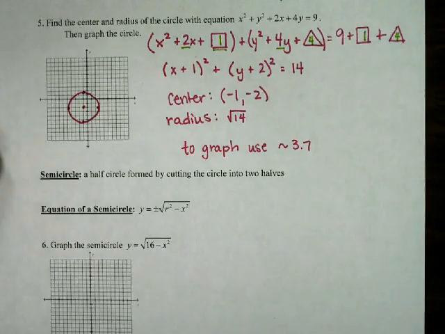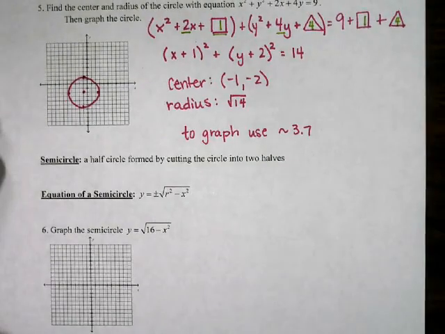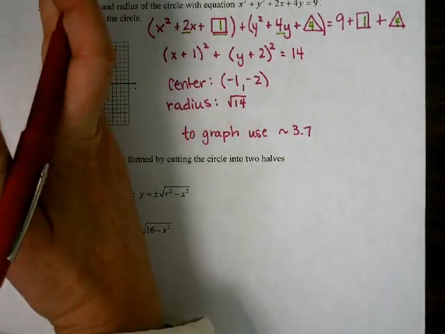All right, last thing, semicircles. The semicircle is a half circle formed by cutting the circle into 2 halves. We can cut our circle in half horizontally or vertically.